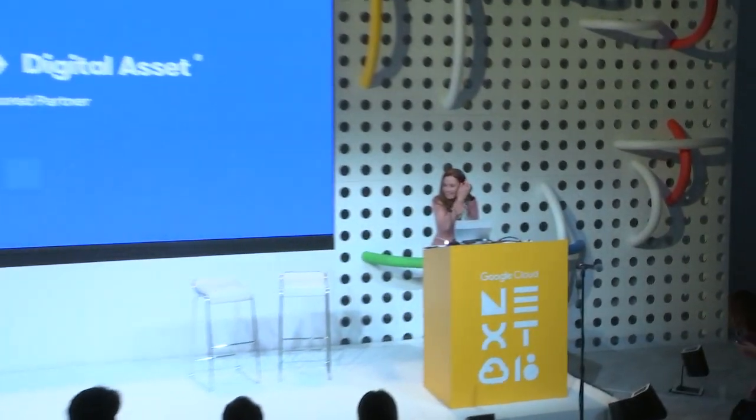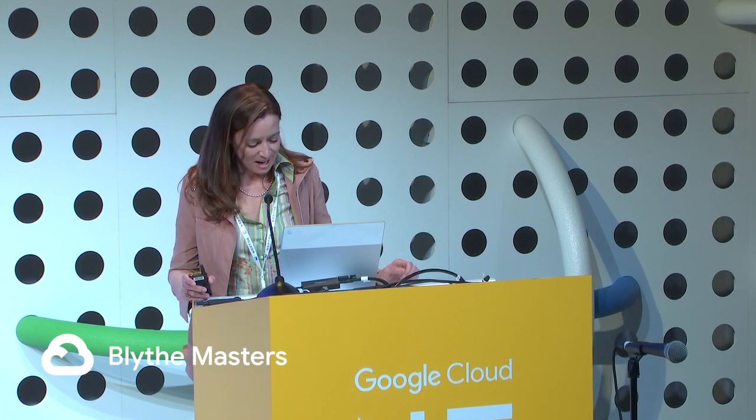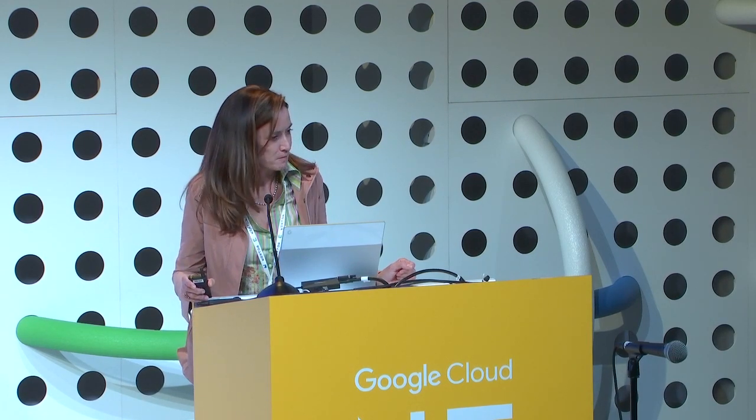Thank you, Annie, and hello everyone. It's a great pleasure to be here. As you heard, I'm Blythe Masters and I'm the CEO of Digital Asset, a new partner of Google Cloud. I'm also a 27-year veteran of JP Morgan and the former CFO of its global investment bank.